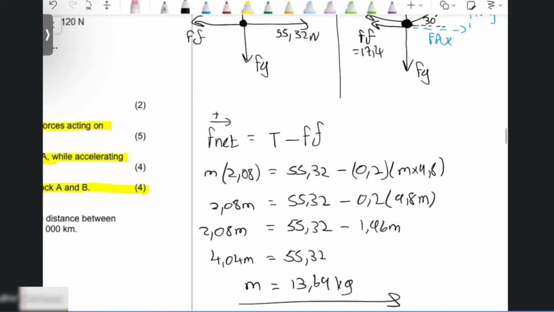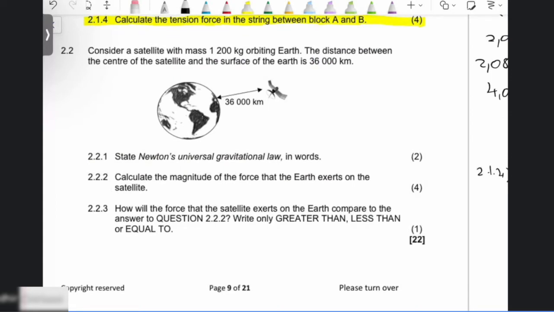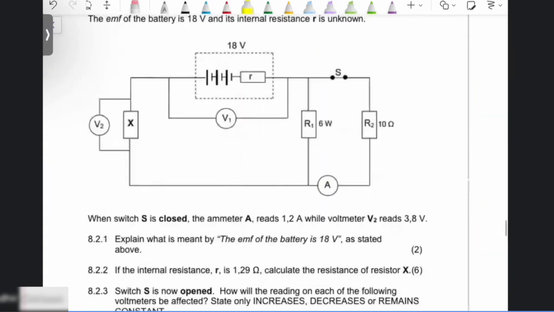Okay, guys, now 2.2, it says consider a satellite of mass 1,200 orbiting the Earth at a distance between the center of the satellite and the surface of the Earth is 36,000 kilometers. So immediately I just want to go and get the radius of the Earth so that we know it and the mass of the Earth because we're going to need those values.